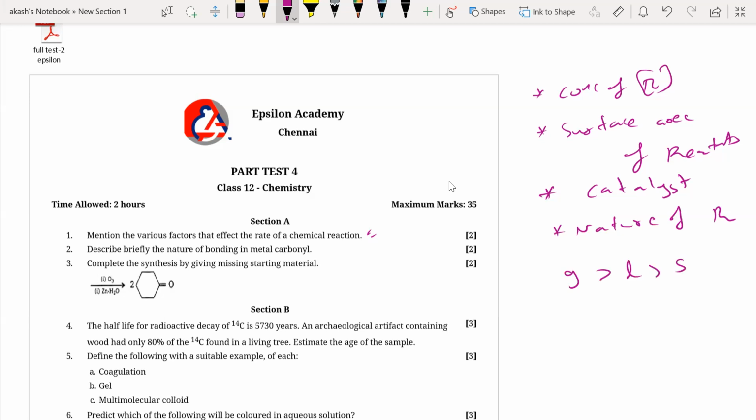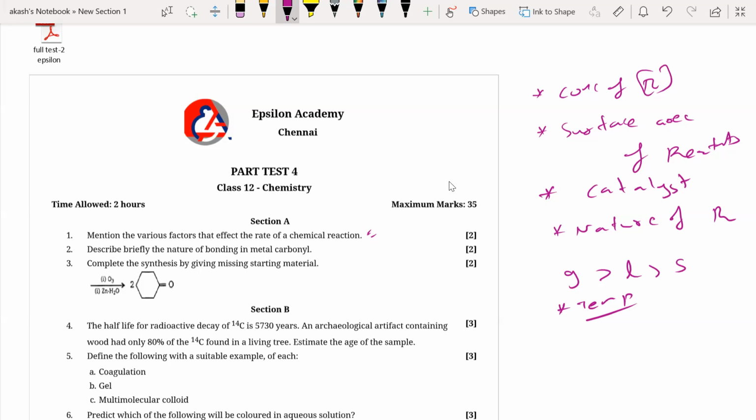Right. So these, I think, any other thing, Prashant, you want to say? The temperature, sir. Obviously, yes. That's a very good point. Temperature is also a factor. Yes, as temperature increases, the rate of the reaction increases. Okay. So these 5 points will be the factors affecting the rate of the reaction.